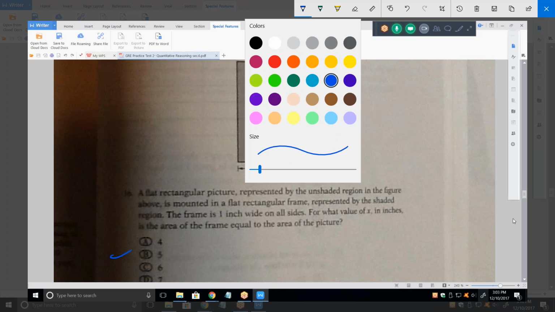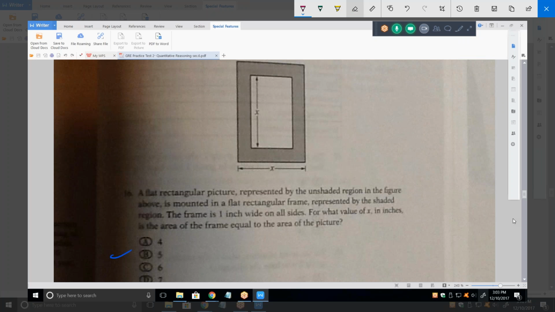This is not going to lend itself to back solving. It just occurred to me. It's going to be hard to back solve this because the answer is the area of the frame equals the rectangle. Yes it is. Yeah, we can back solve this.